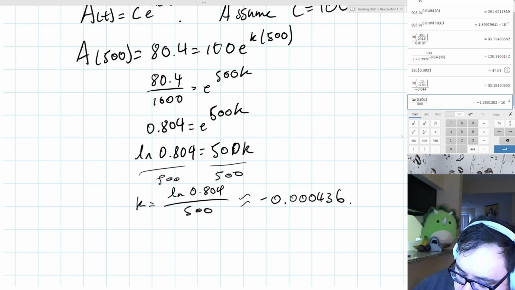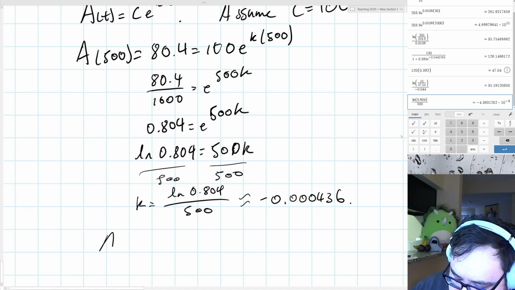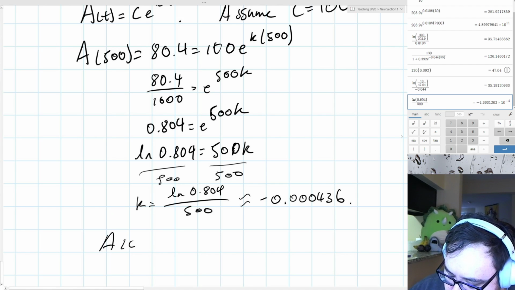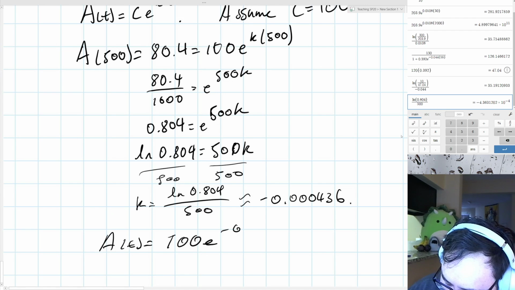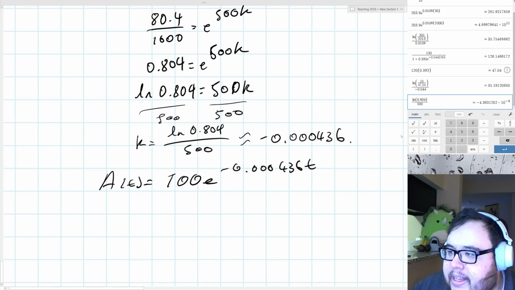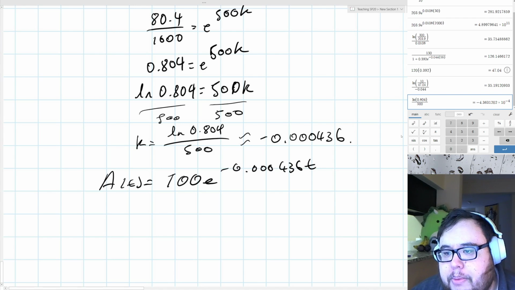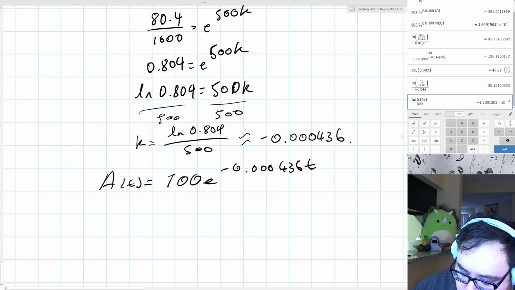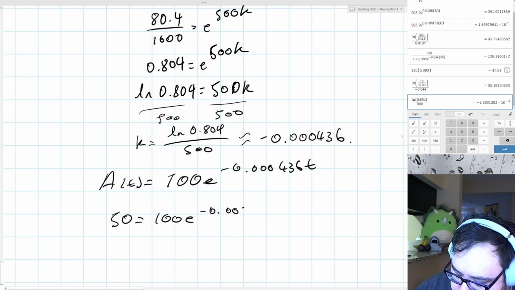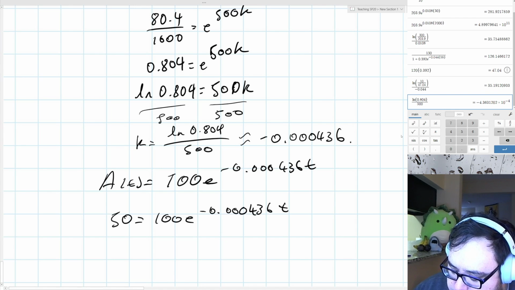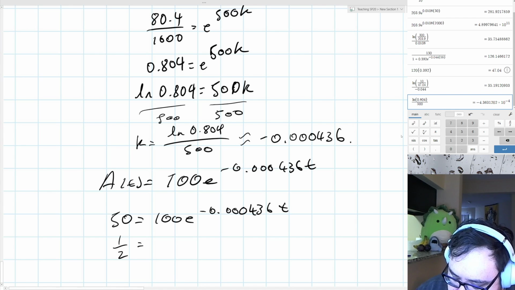Okay. And then we want to know what the half-life is. So we want to know at what time. Our model is A of t is equal to 100e^(-0.000436t). So we want to know when 50% of that remains, when half of it remains. That's what half-life means. So we want to know when this is equal to 50. The first thing we should do here is divide by 100. So we get 1/2 is equal to e^(-0.000436t).